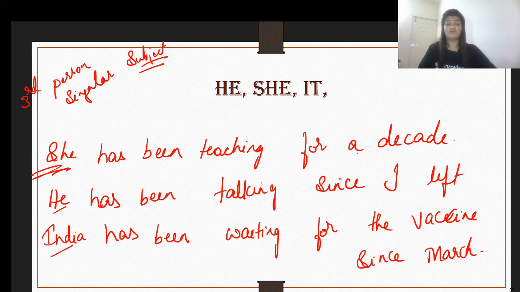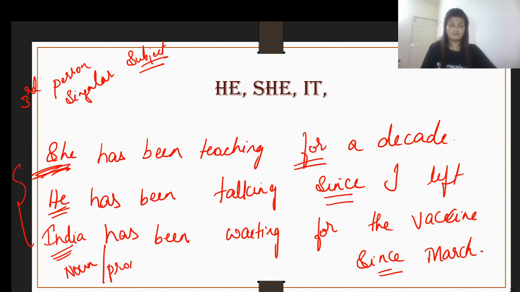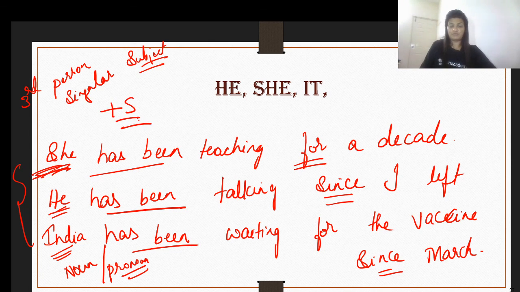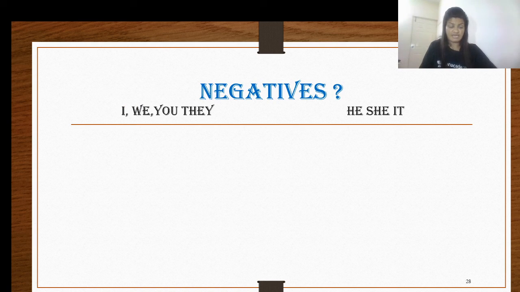Okay, so now let us see the usage. She has been teaching for a decade, for duration. He has been talking since I left, point of time. India has been waiting for the vaccine since March, point of time. So this is how you use she, he, and India, which is again third person singular. Here we have used a noun instead of a pronoun. So has been is what we use. We use plus s verb.